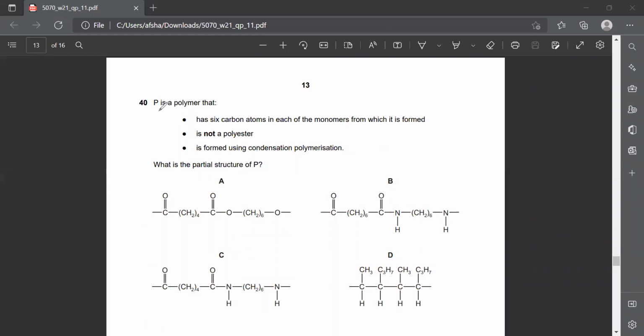Coming to part 40, P is a polymer that has 6 carbon atoms in each of the monomer. So polymers are made up of numerous monomers connected together. It can be an addition polymer, or it can be a condensation polymer. If it is a condensation polymer, then a simple molecule, water, is eliminated and then the polymer is formed. And if it is an addition polymer, then the carbon-carbon double bond transforms into carbon single bond and then the addition polymer is formed.